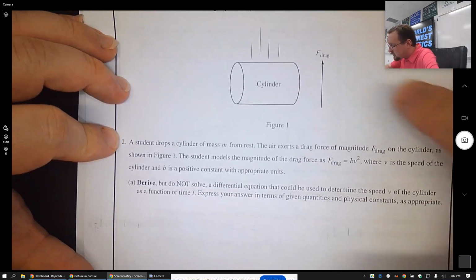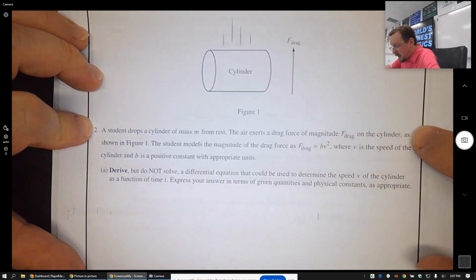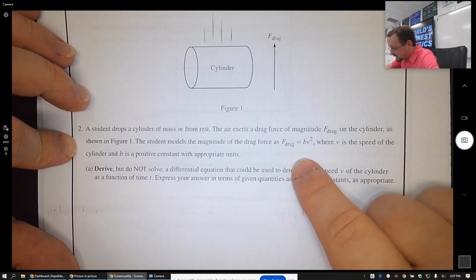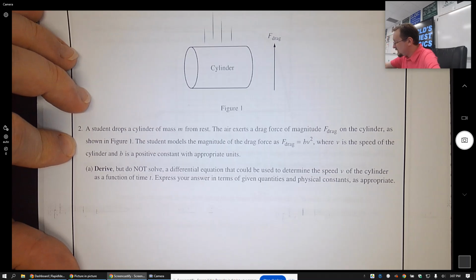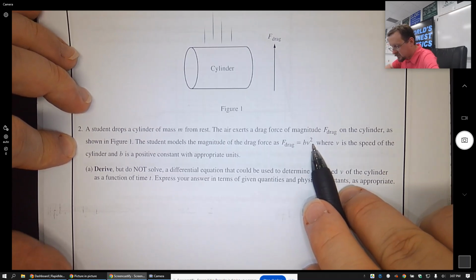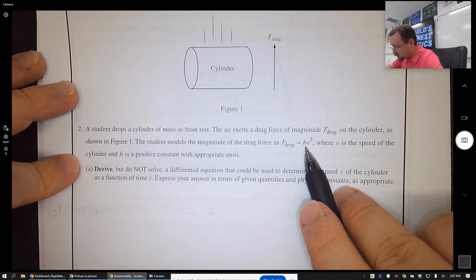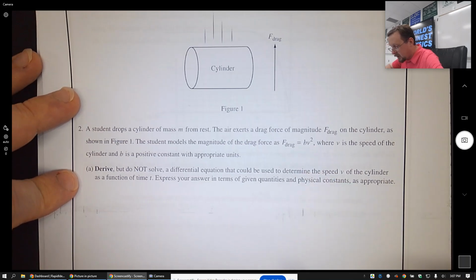Okay, drag. Here we go. A student drops a cylinder from rest. Air exerts a drag force. It's going to be bv squared, which means I'm not actually going to take an integral today, because I don't know how to do bv squared, only a constant times v. Although that is the true drag force, a number times v squared.